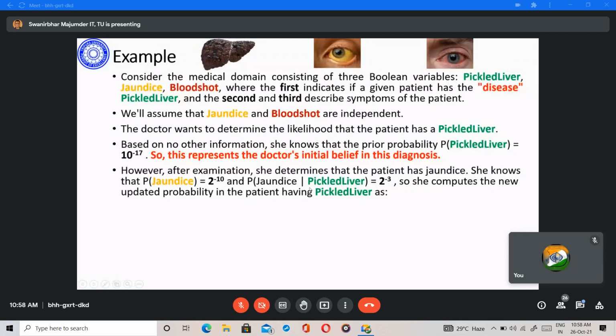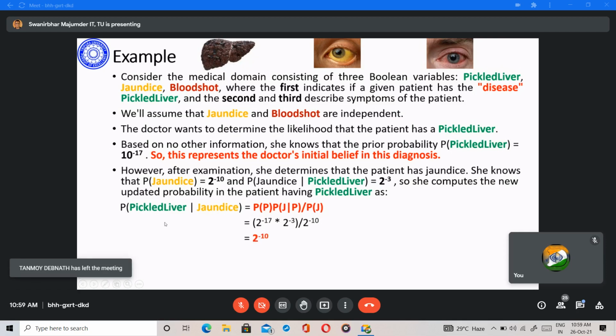I'm considering that this is due to alcohol only. If I consider due to alcohol, this is the probability. And if I consider without alcohol, it may be a different thing. So jaundice conditional on pickle liver is 2 to the power 3. So it has a much higher probability. Now if I find that the patient has jaundice, my probability, which was earlier 10 to the power 17, will increase. How? Oh sorry, I made it 10 to the power, it will be 2 to the power 17. So 2 to the power 17, 2 to the power 3, and 2 to the power 10. 2 to the power 17 is the general belief, that is the probability of pickle liver. Then the probability of jaundice given pickle liver is 2 to the power minus 3, and the probability of jaundice is 2 to the power 10, meaning anybody can have jaundice kind of thing.